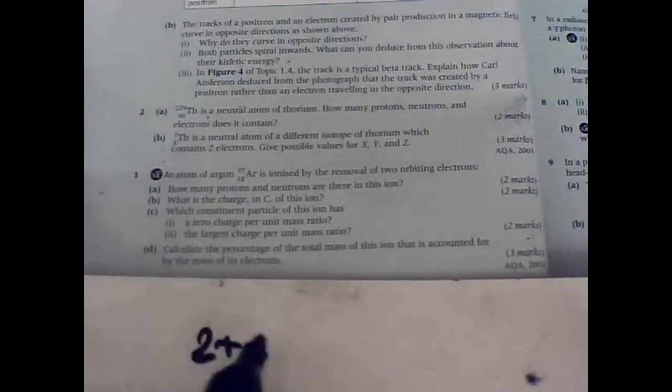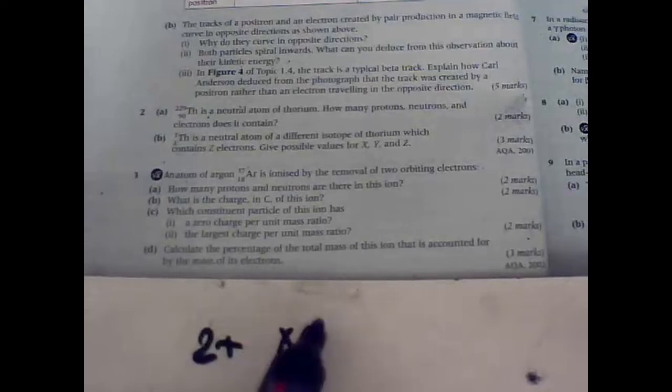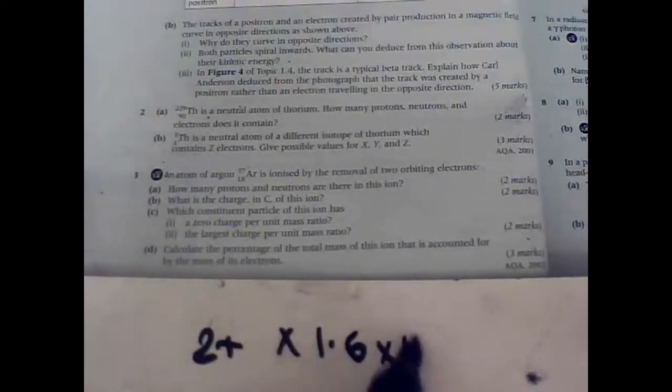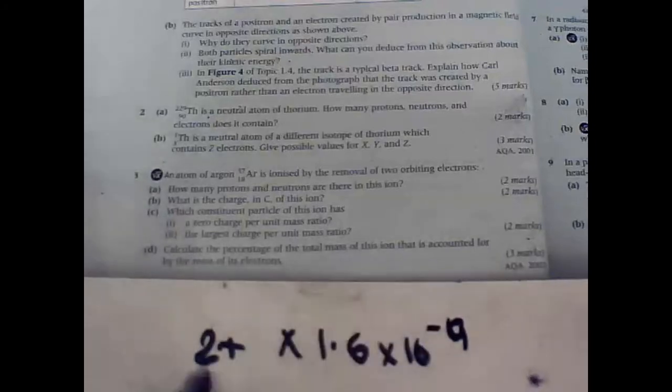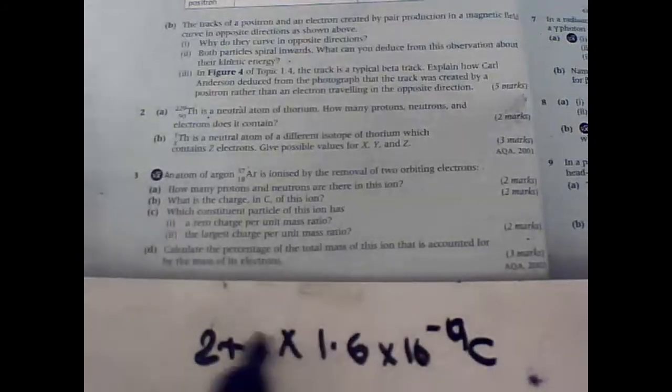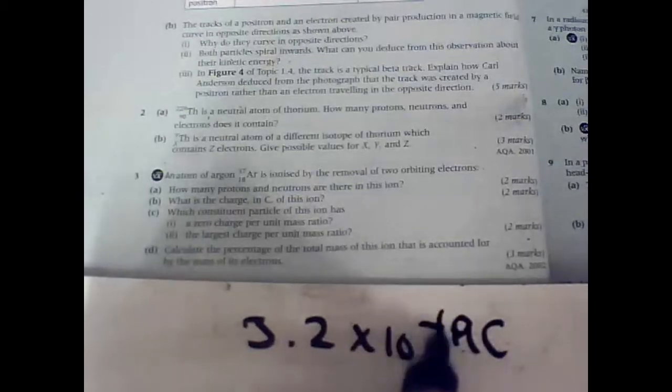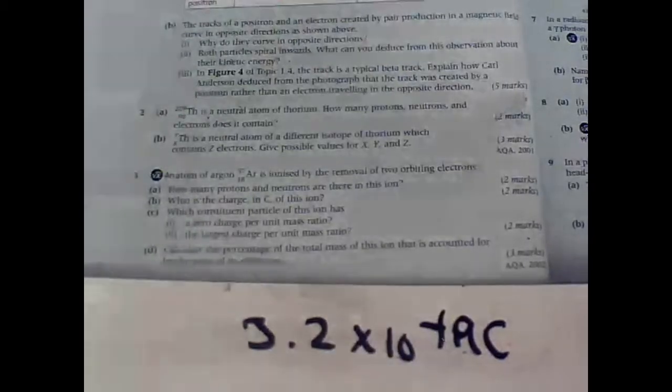Okay, and notice how part B is a 2-mark question. So if you say 2 plus charge, it will get you 1 of the marks. What you really need to do is take that 2 and multiply this number by 1.6 times 10 to the minus 19 coulombs. Okay, and from there you should get an answer which is 3.2 times 10 to the minus 19 coulombs. So that is your answer to part B.